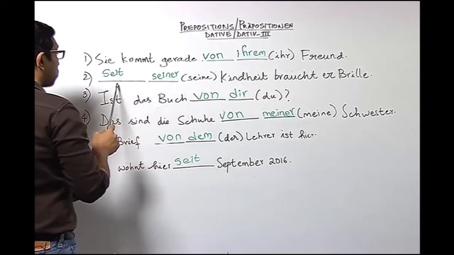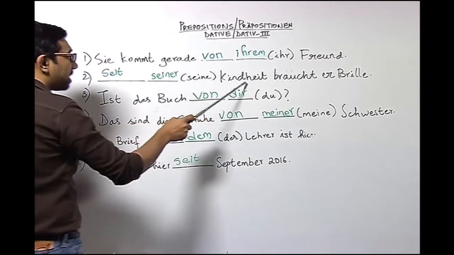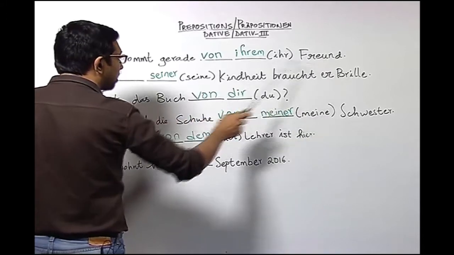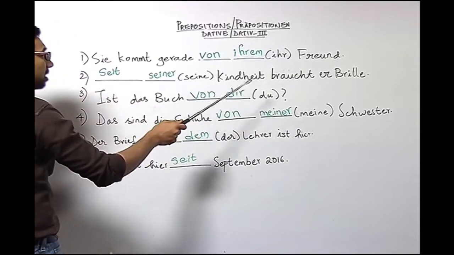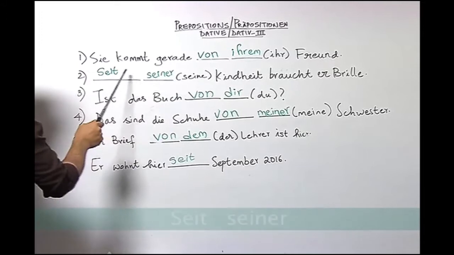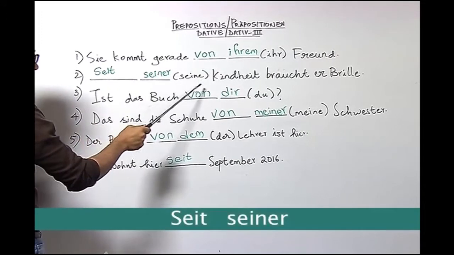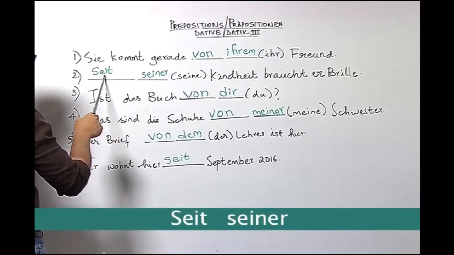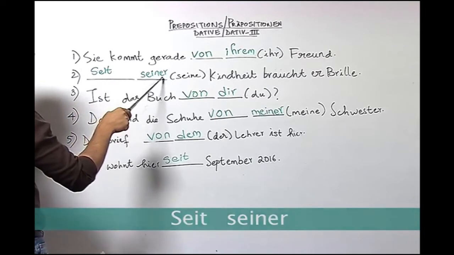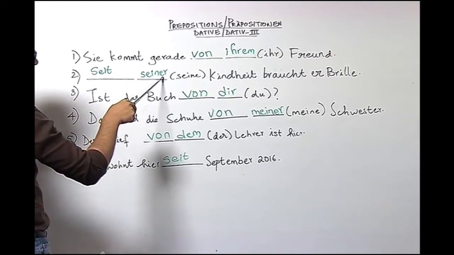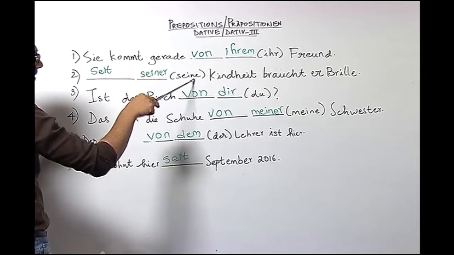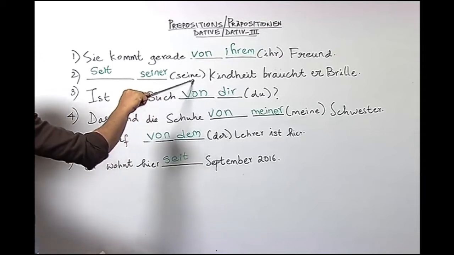In sentence number 2, seit seiner Kindheit braucht er eine Brille. Since his childhood he needs spectacles. Here also the student correctly understood the context and wrote the preposition at the beginning, and then wrote the correct form of the possessive article seiner, which is from the feminine possessive article seine.